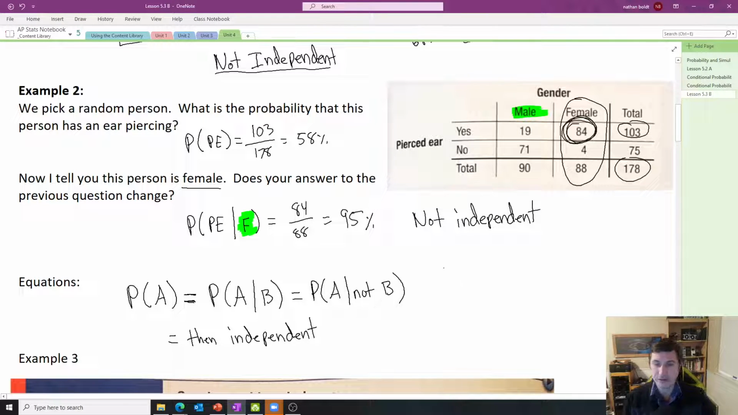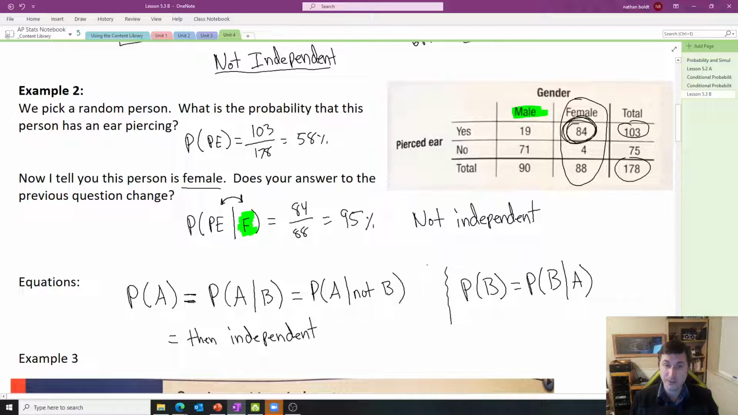In terms of doing things backwards, we could have also switched A and B. So the probability of B needs to equal the probability of B given A. So in our previous experiment, we could have flip-flopped these. What is the probability somebody is female given that they have a pierced ear? This relationship will also show up if you flip-flop the A and the B, in this case, gender and ear piercing. You will still see that that probability changes, or if it doesn't change, then they are independent.